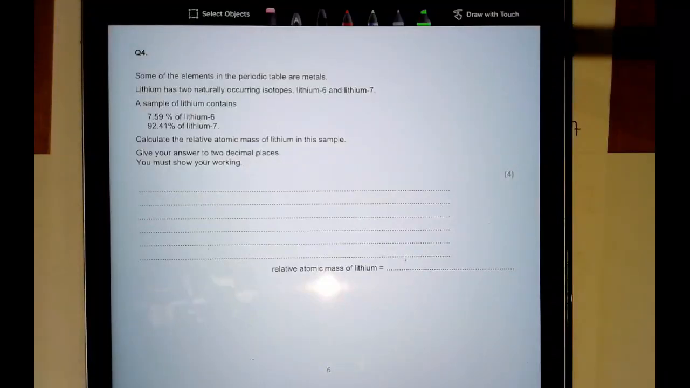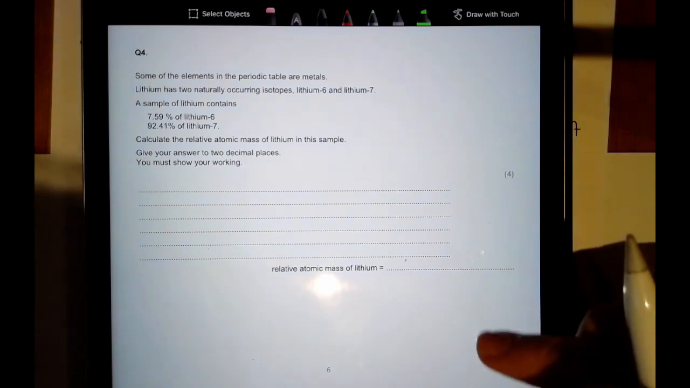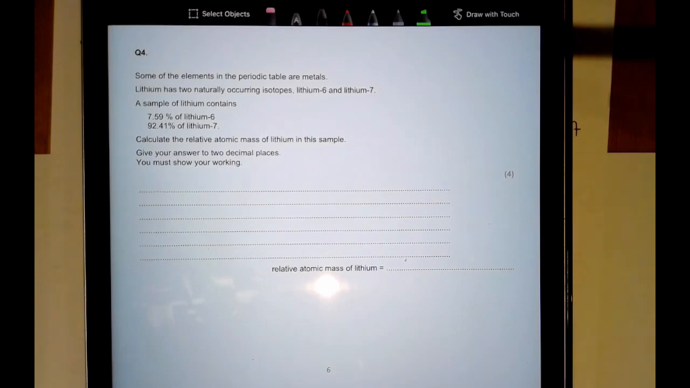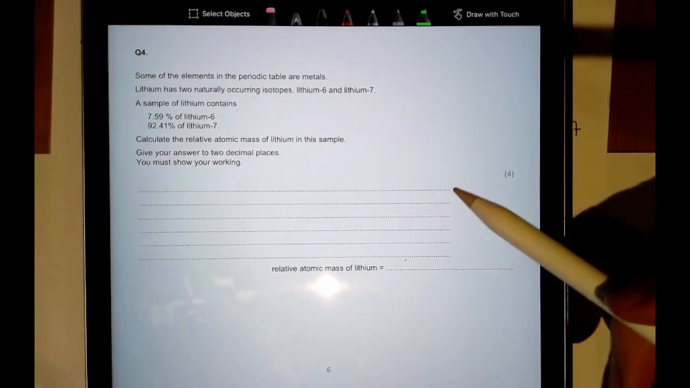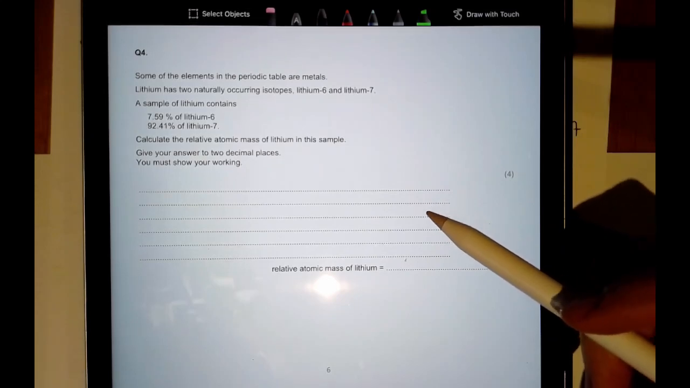But this video is for the exam questions for quiz 5. You don't need to do any of the rates of reaction stuff because we haven't done that yet. So you're starting on page 6 and you're doing exam questions on atomic structure and the periodic table. The first question here is on calculating relative atomic mass.